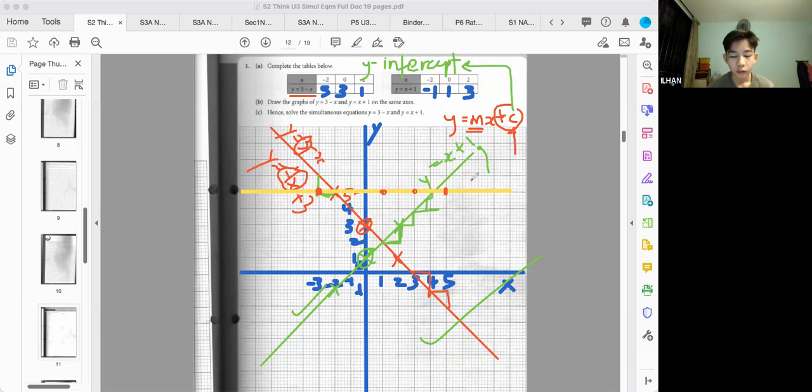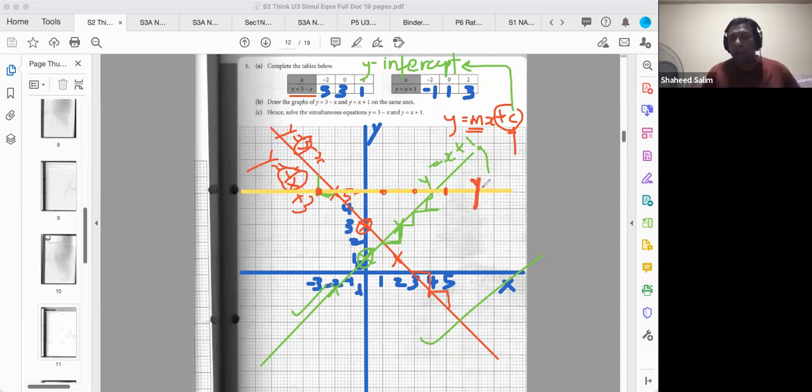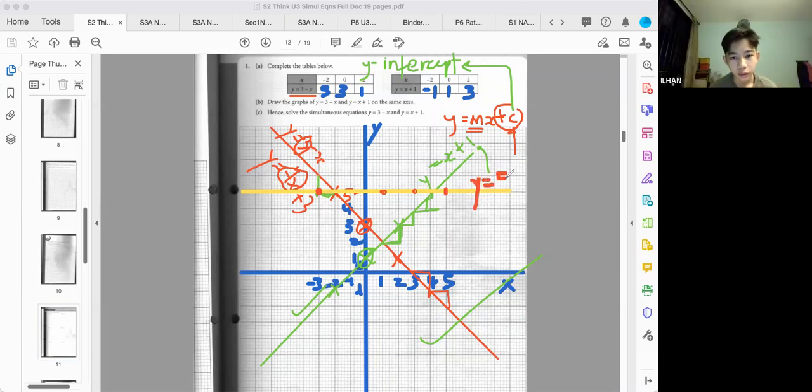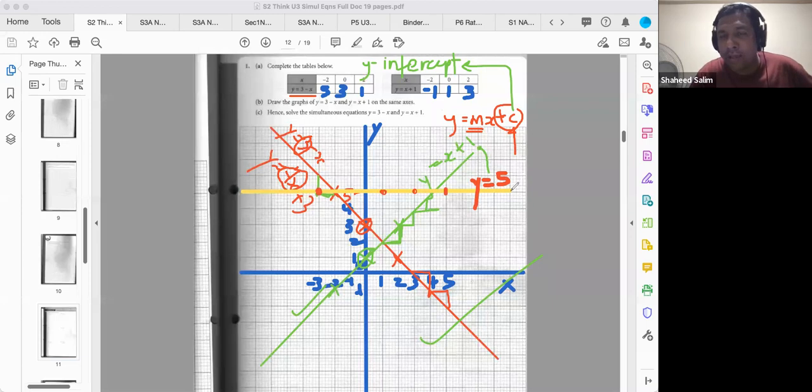Y equals to... no, y equals to 5. That's it. Why? Because y is always 5. Every time I ask you, you say y is 5.